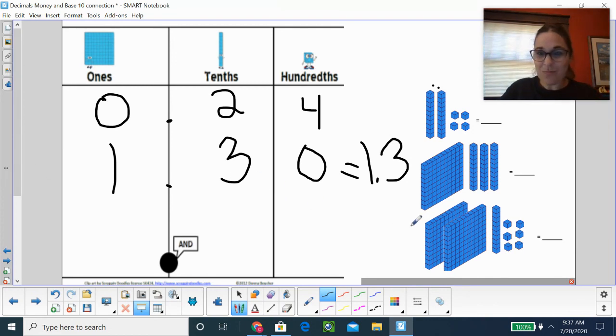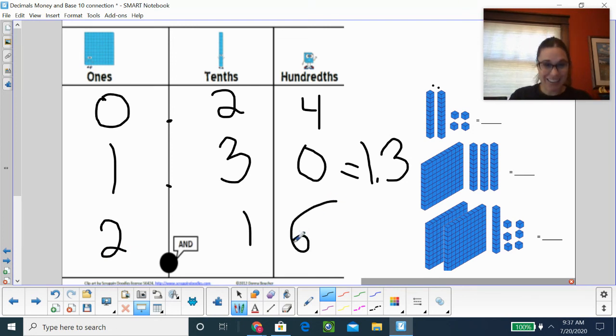One more. 2 whole, 1 tenth, and 6 hundredths. So we'll be doing some more practice.